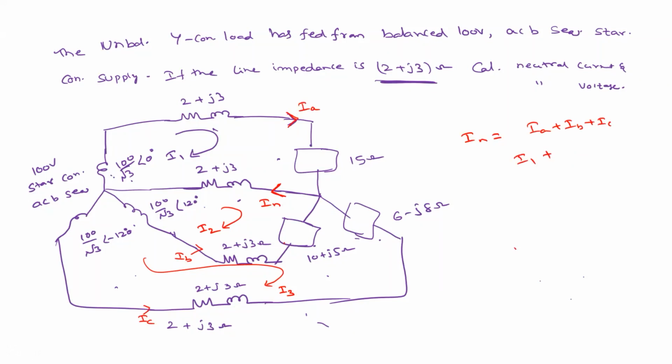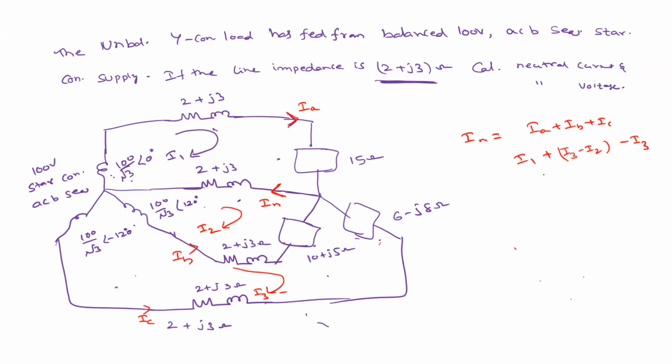So what is IB here? It is minus I2. Why minus I2? I3 minus I2, right? Agree? So IB is I3 minus I2 only. No confusion. This is I3, so this is I3 minus I2, right? What is this phase? C phase. So it is minus I3. Agree?